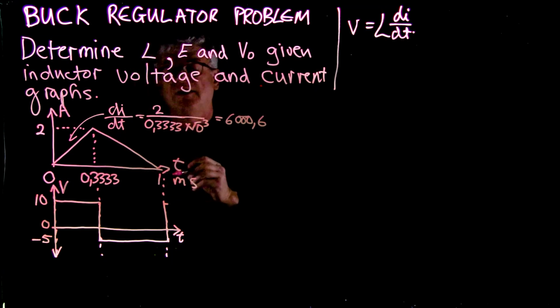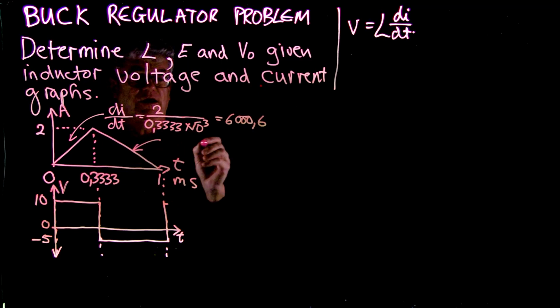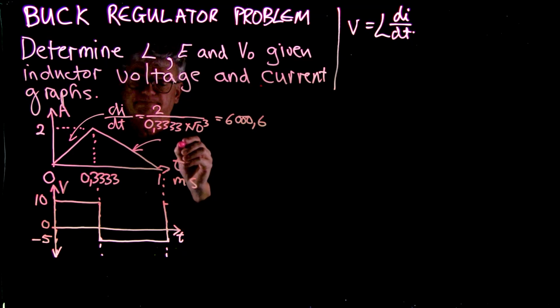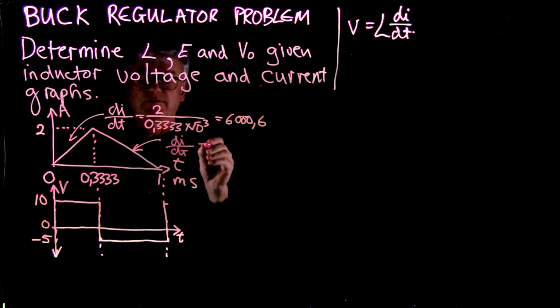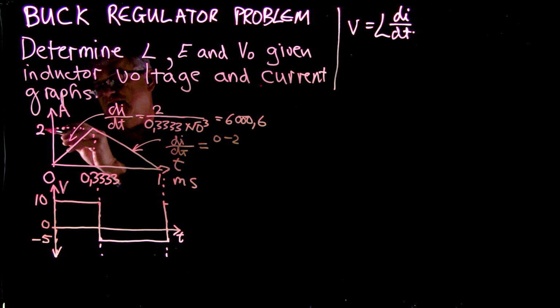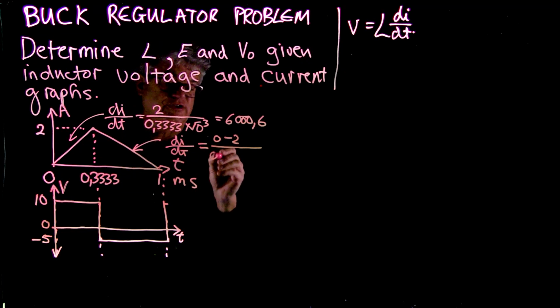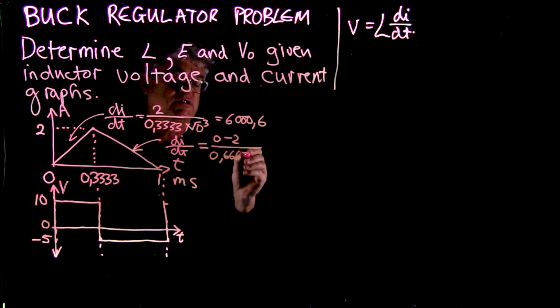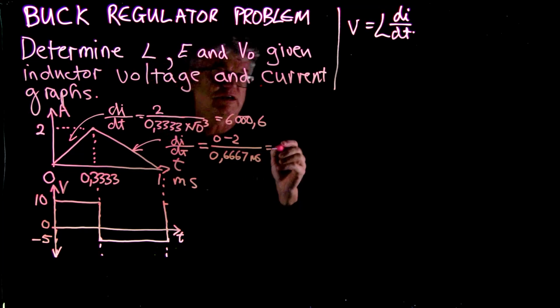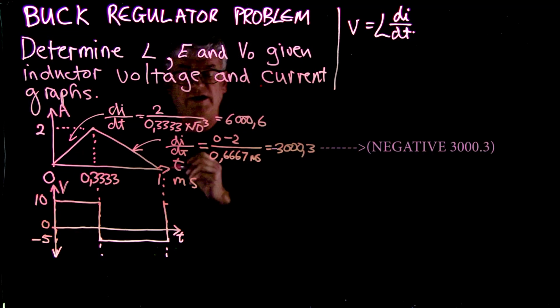6,000,6. The di dt during the time when the switch is open is given by 0 minus 2, since the di, the current starts at 2 and goes down to 0, divided by the time, which is 0.6667 milliseconds, and that will give us 3003 for the di dt.